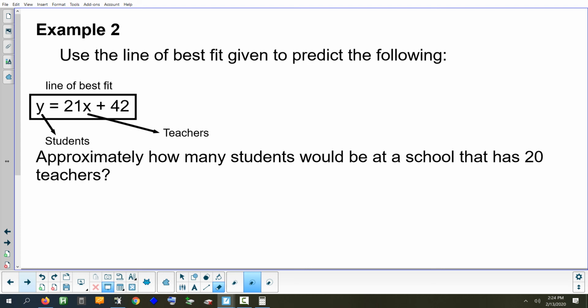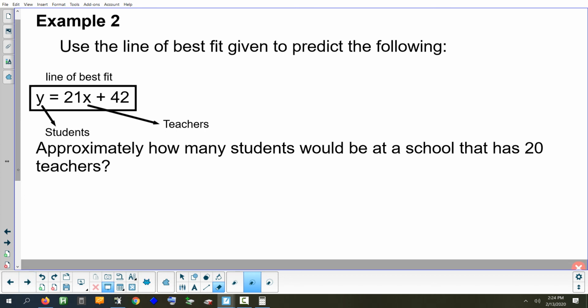So this formula is making a prediction based on the size of the school, how many teachers are at the school. In general, you would probably think more students at the school would have more teachers. If you have fewer students, you probably wouldn't need as many teachers. Right? So this formula is for a specific school. Not all schools, just one specific school that they did the formula for. So it says approximately how many students would be at a school that has 20 teachers.